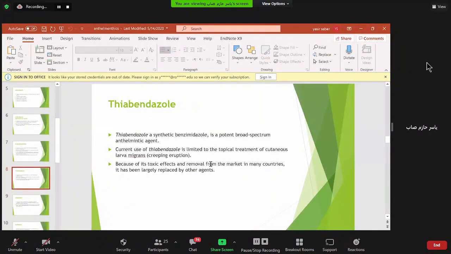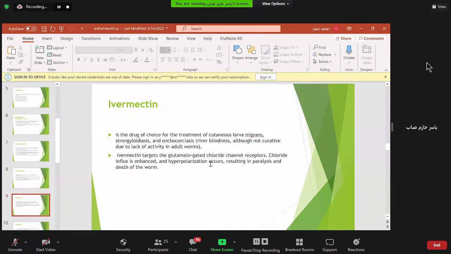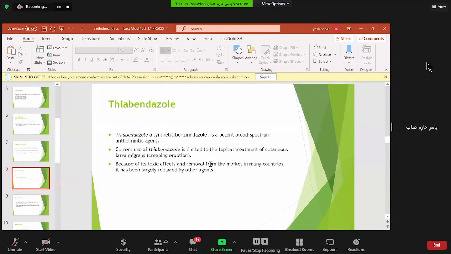Thiabendazole حقيقة withdrawn from several countries due to its toxicity. الأفضل أتوقع يعني ماكو داعي ناخذه هسه. بالنسبة للثيابندازول أنتم ما مطالبين بيه.